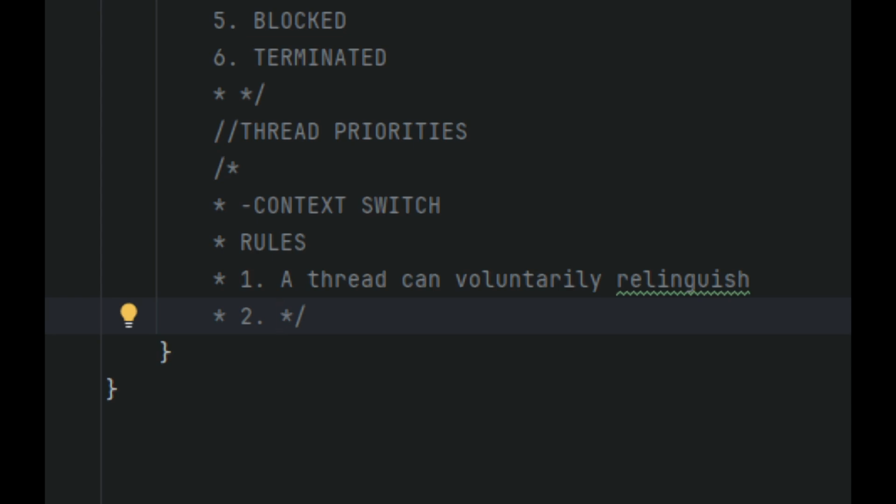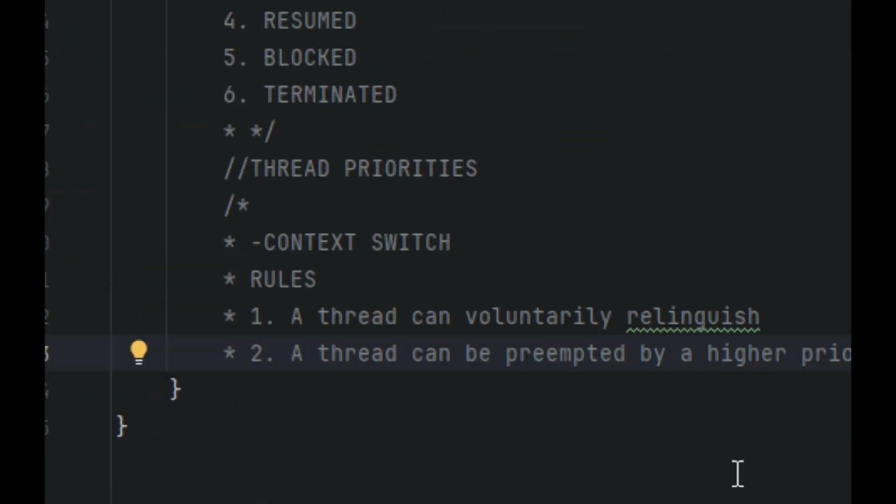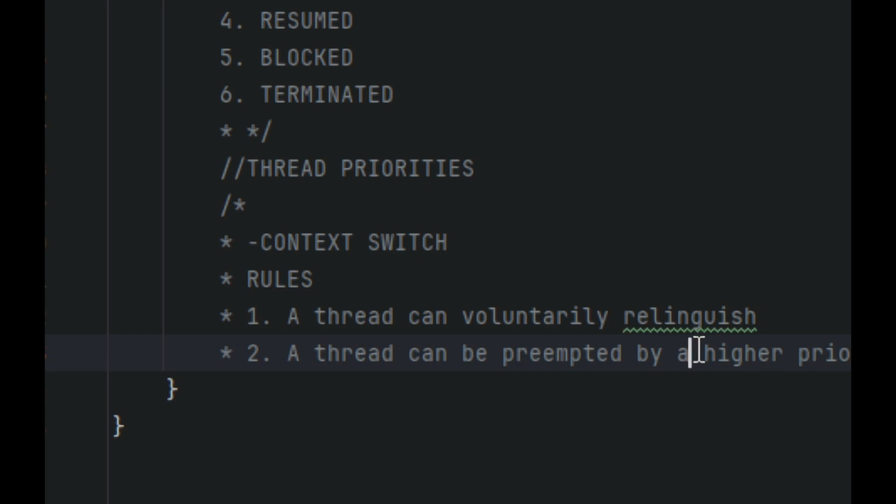Now, the second rule is a thread can be preempted by a higher priority thread. Now, let me just split this here so that you are able to see. This line is very long. I want you to be able to see my notes.